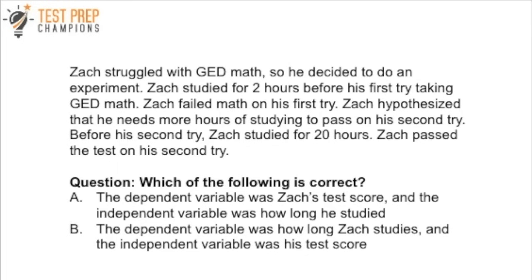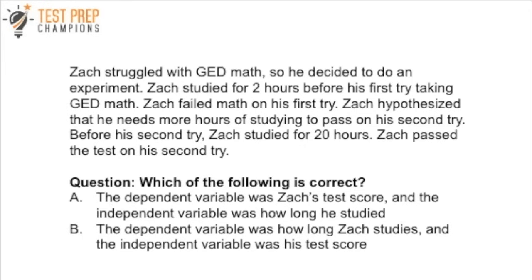Now here's a question for you to try. Which of the following is correct? A. The dependent variable was Zach's test score, and the independent variable was how long he studied. Or B, the dependent variable was how long Zach studied, and the independent variable was his test score. So I'd like you to pause the video, try to figure this out, just think about it, and just note here that whether you get this right or wrong, I really don't care. It's all about the learning and all about that knowledge. Just by trying and just by thinking about this and processing it, it's going to help stick this in your brain better, even if you don't get this right or are completely confused. All right, so I'll leave this here. You can pause it, try it, and hopefully you had a chance to try it if you'd like to.